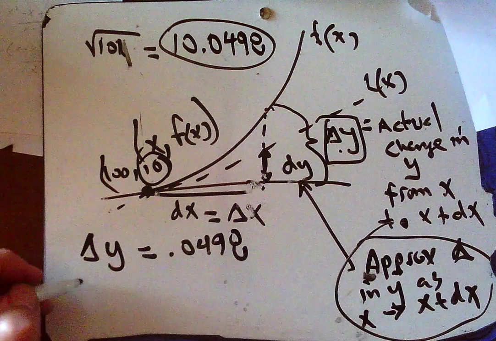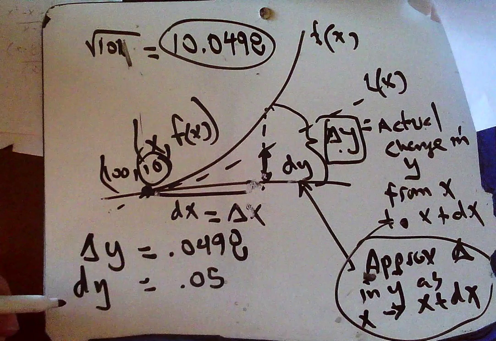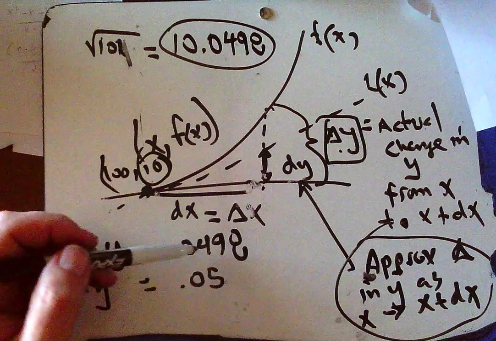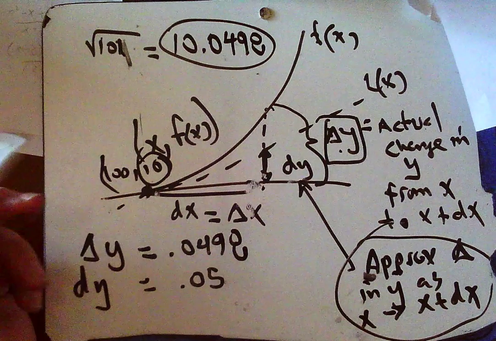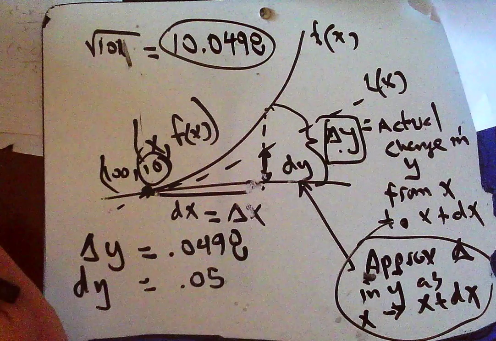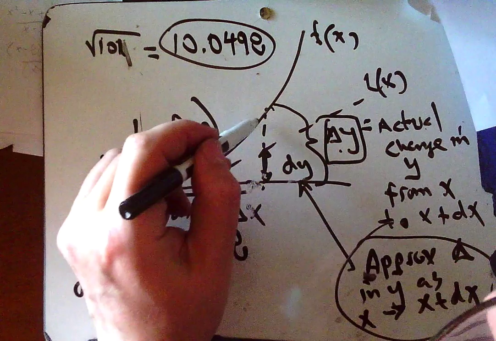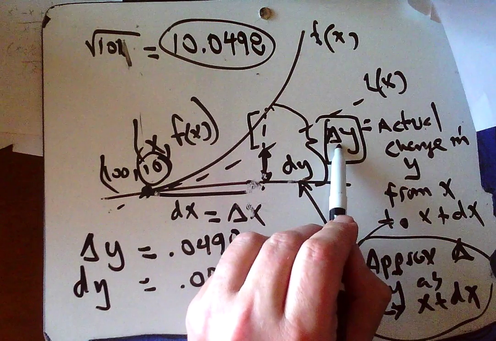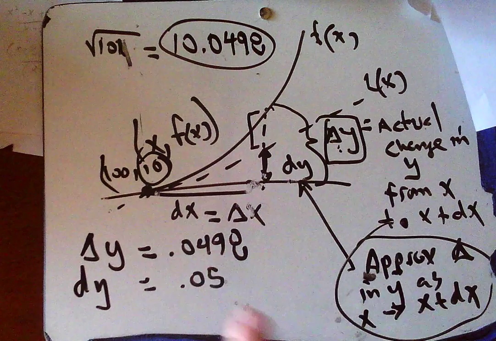And so when we did that, we got dy to be 1/20th or 0.05. And we saw that, wow, this approximation was within 2/10,000ths of the actual value. And so in most cases, this dy turns out to be a reasonable approximation for the change. I mean, when we look at this, it is the difference between delta y, the actual change in y, and dy, our approximation of a change in y.